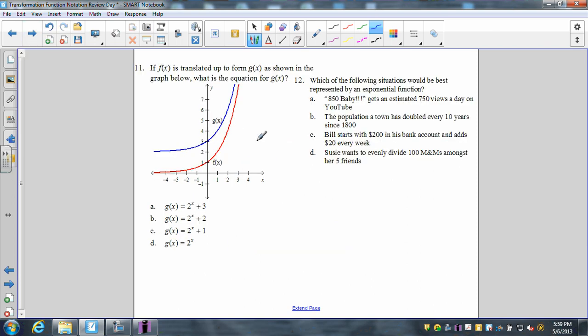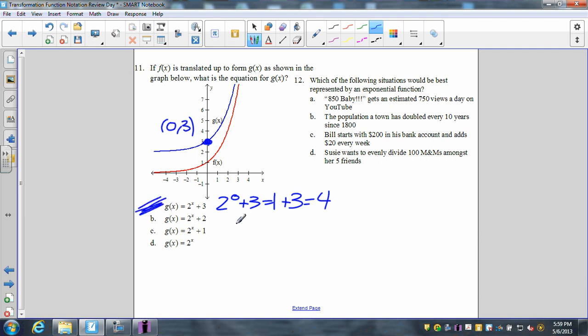Number 11, only 2 more questions. If f of x is translated up to form g of x, so f of x is in red, g of x is above it, what is the equation of g of x? Now, one thing I like to notice, the y-intercept, 0, 3. Do not be fooled by A. Okay, this is a little bit of a trick here. If you found the y-intercept of A, 2 to the 0 plus 3 is the same thing. What's 2 to the 0? That's 1 plus 3. So what's the actual y-intercept here? It should have been 4. Okay, so it is not A.